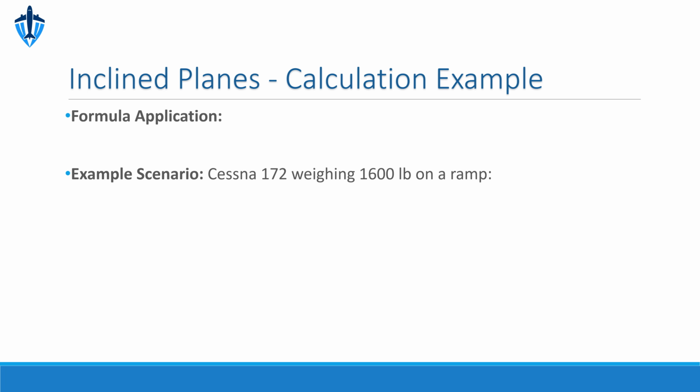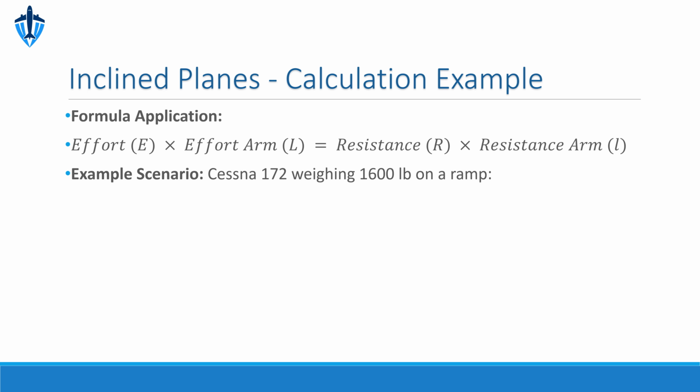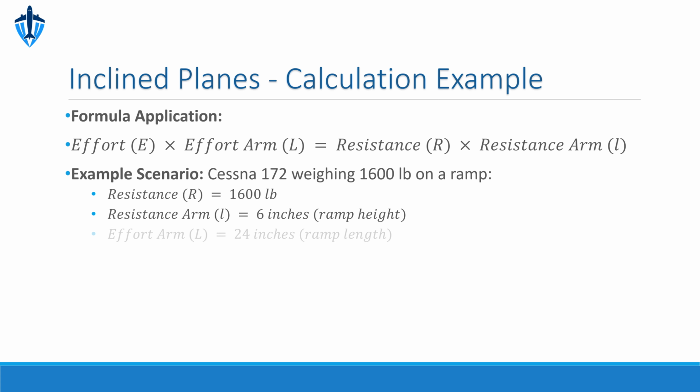The principle at work here is based on the law of moments, which states that effort multiplied by effort arm equals resistance multiplied by resistance arm. In this case, the resistance is the weight of the plane, 1,600 pounds. The resistance arm is the vertical height we need to lift it, which is the ramp height of 6 inches. The effort arm is the length of the slope we'll push along, which is the ramp length of 24 inches. Our goal is to find the effort required.